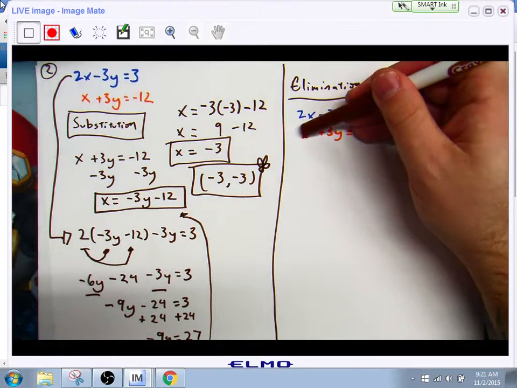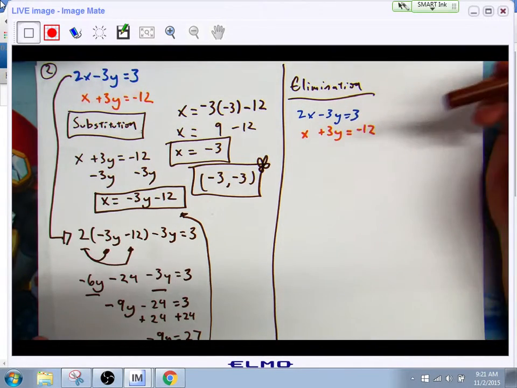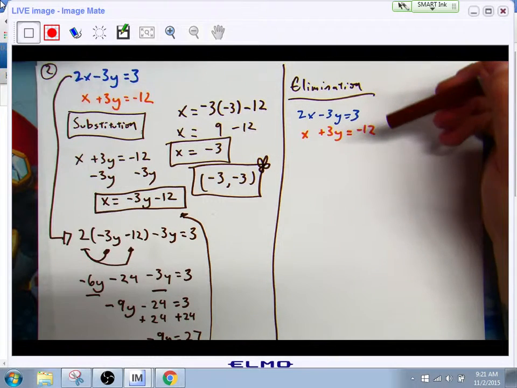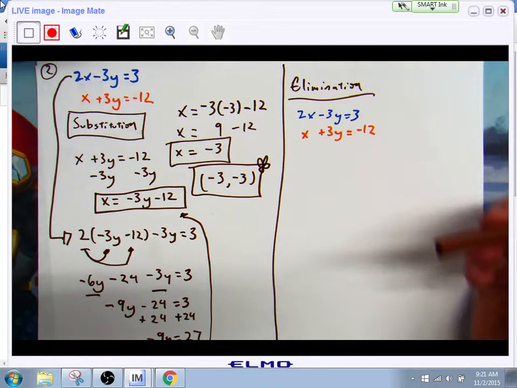2 plus 1 is 3. That doesn't eliminate, so my x's won't work. Negative 3 plus 3 is 0. My y's will eliminate without me having to do anything, so I'm just going to do that.